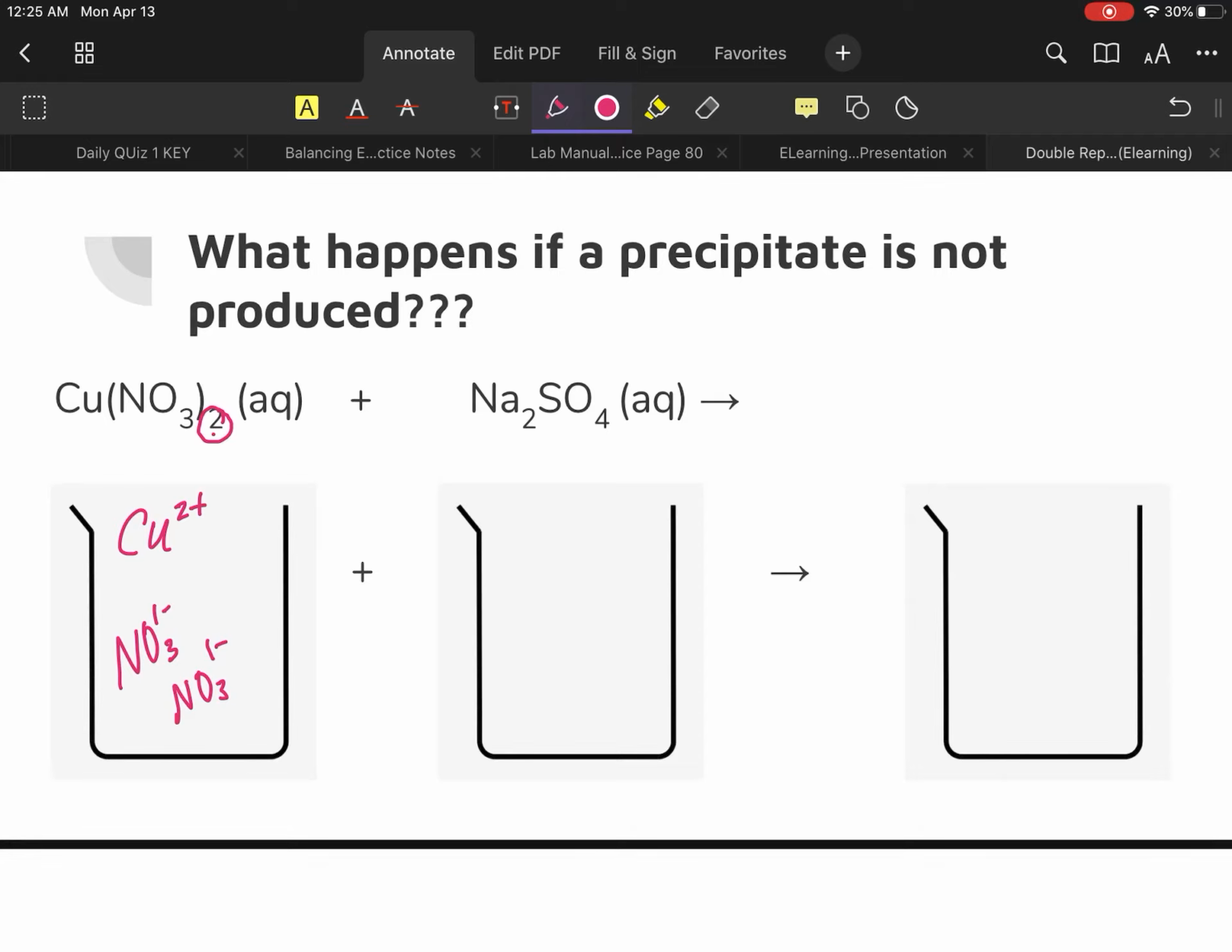So then next, what I'm going to do is look at my next formula. So I have 2 sodiums and 1 SO4. Okay, so I've just kind of split up my ions. So this is what they actually look like in solution. They're all dissolved. So they're all broken apart.